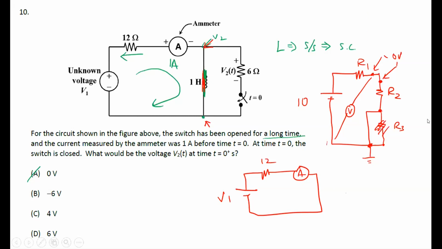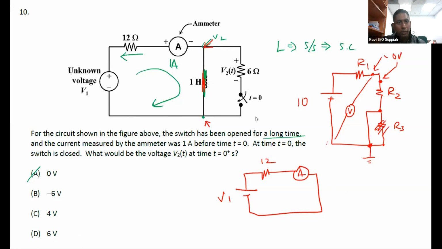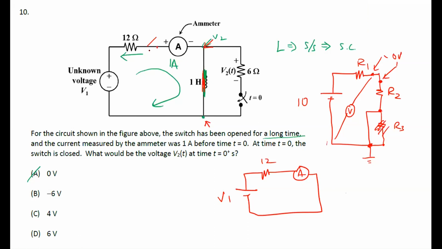Prof, can I ask something? So in this question, if you put a switch between the 12 ohms and the emitter and then you open it, the answer will be -6 or 6? Which one? Sorry again. If I put a switch here. Yes, and then you open it. So then the answer will be -6, right?